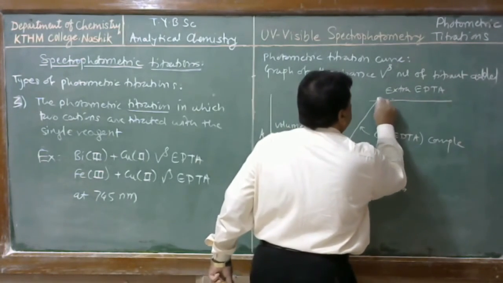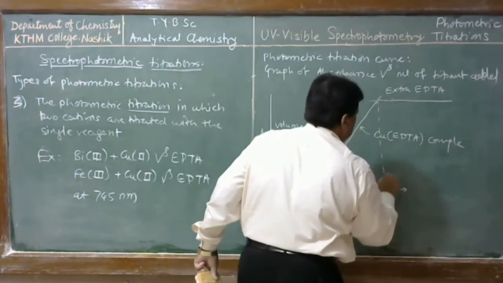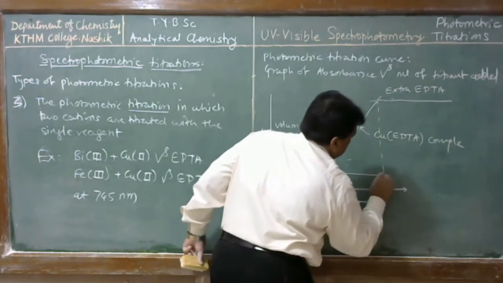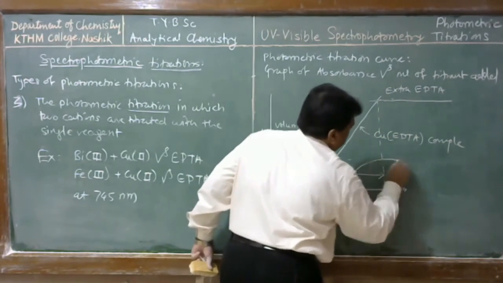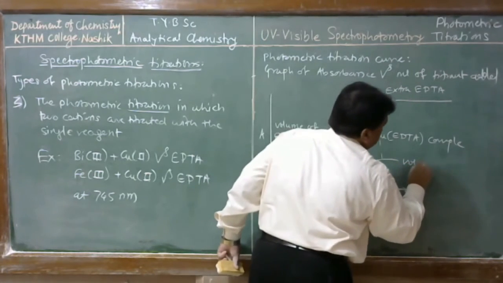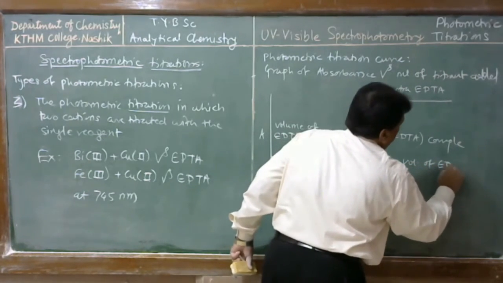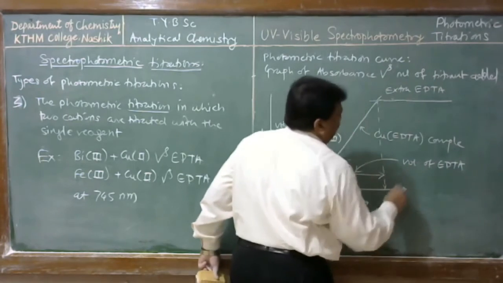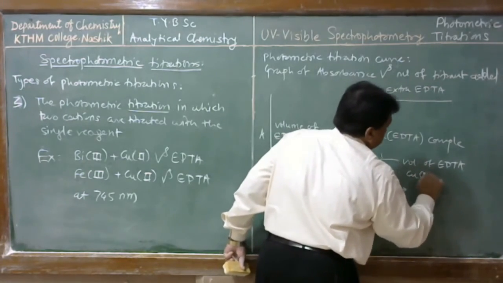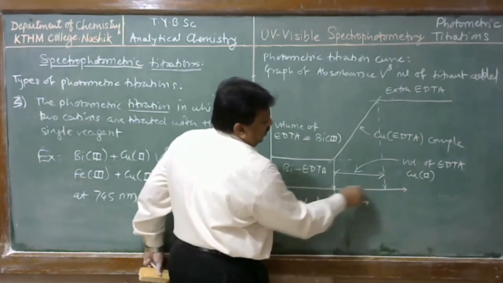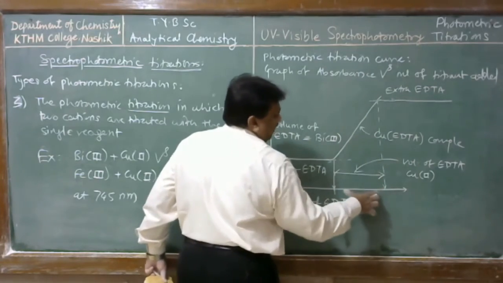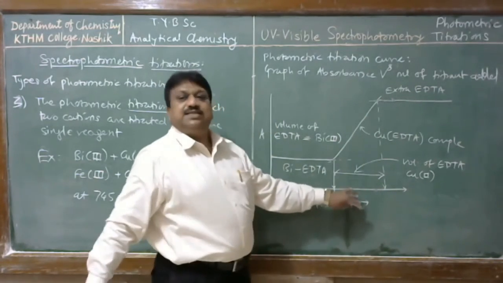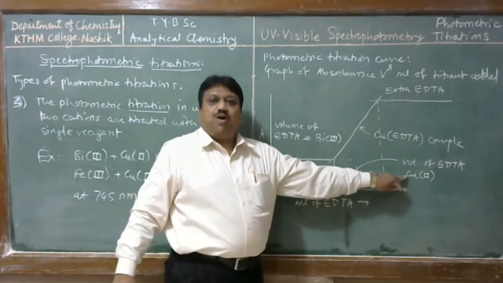Here this is the second equivalence point. In this case, from this point to this point, this is the volume of EDTA required for reaction with copper second. Therefore, from this point to this point, whatever the volume of EDTA, we utilize in determination of copper.